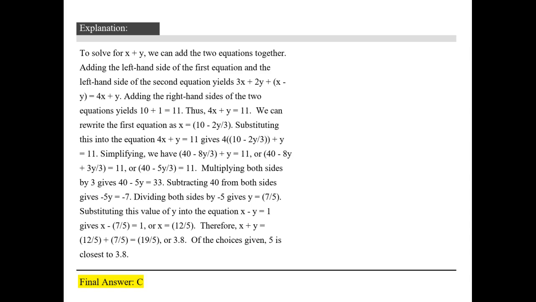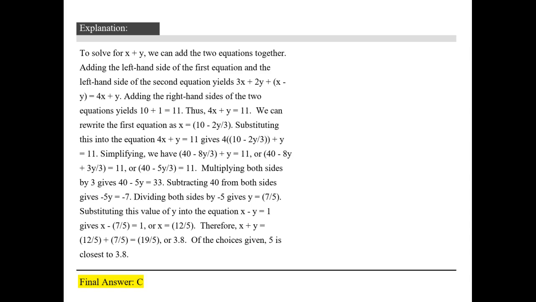Multiplying both sides by 3 gives 40 minus 5y equals 33. Subtracting 40 from both sides gives -5y equals -7. Dividing both sides by -5 gives y equals 7/5.